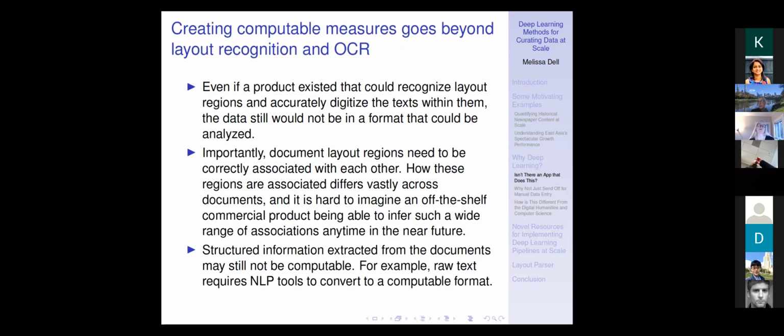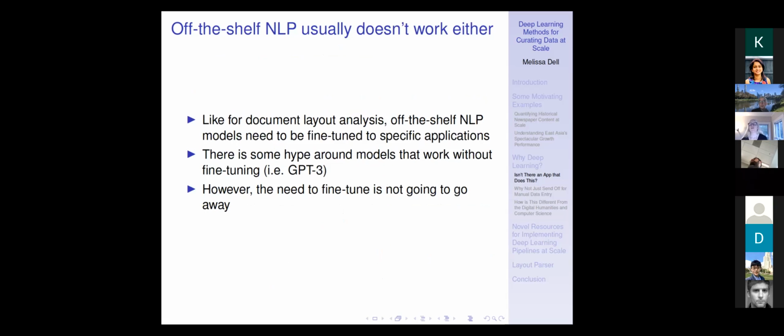Of course, creating computable measures goes beyond just recognizing layouts in OCR. You need to extract structured information from the documents that you want to process. And again, it's hard to imagine that Google or Amazon is going to have a technology that would allow you to do that in a general purpose way. I've been focusing on tables, but off-the-shelf natural language processing usually doesn't work great either. You usually need to, again, be able to fine-tune the model to your particular context.